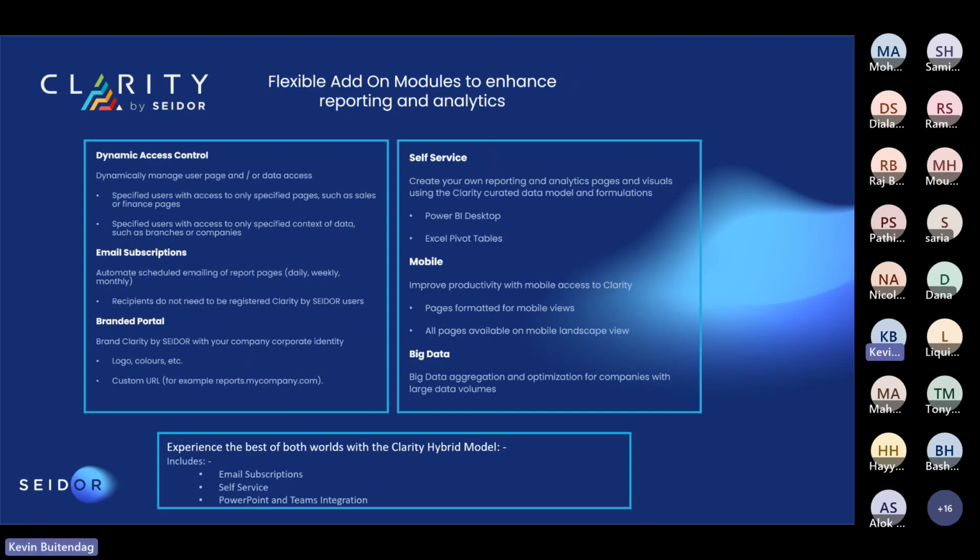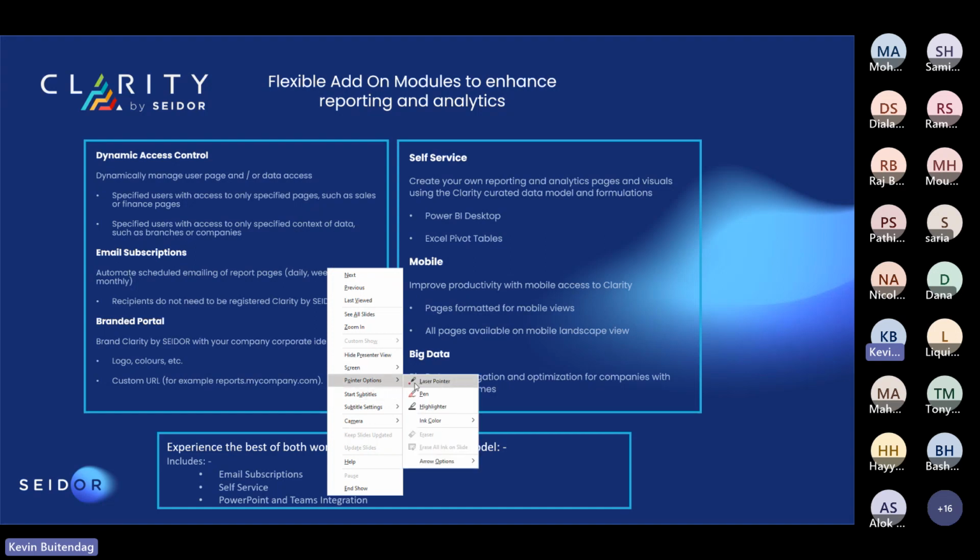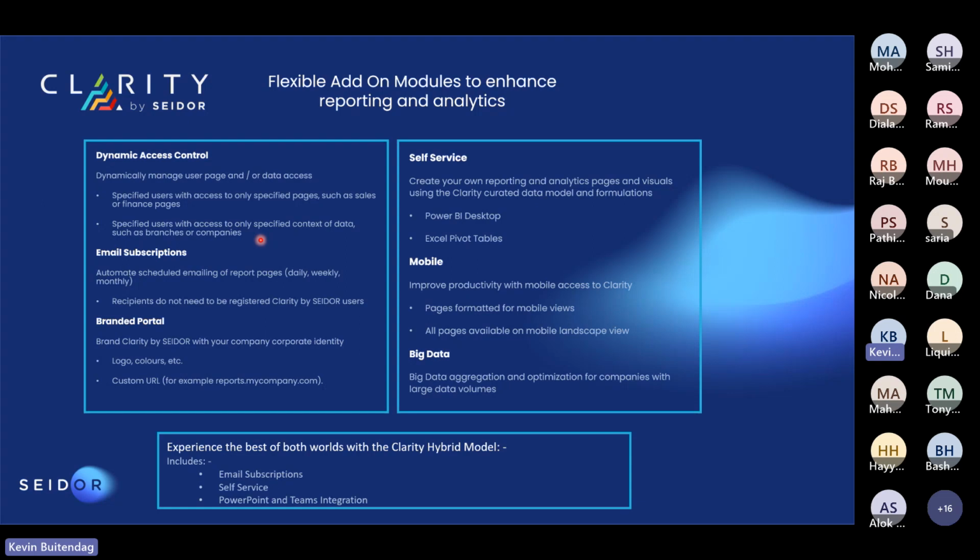Clarity by Seidor also comes along with a number of very valuable and powerful add-on modules. The first of which over here, let's just turn this into a pointer so you can see what I'm talking about. Okay, so dynamic access control. This is very important. If you have a team of users that are using Clarity, and some of the users are allowed to see the finance pages and some only the sales pages and so on, this allows for very specific page and row level security control so that you can allocate which users get to see which pages or which companies or which branches right down to that level of row that you can have a look at over there. So that's the dynamic access control.